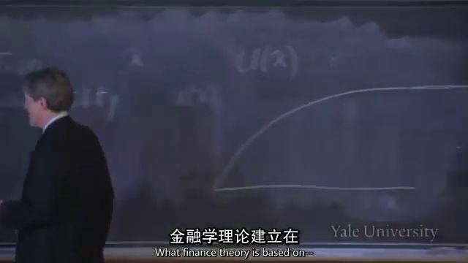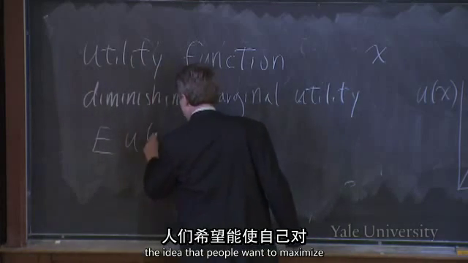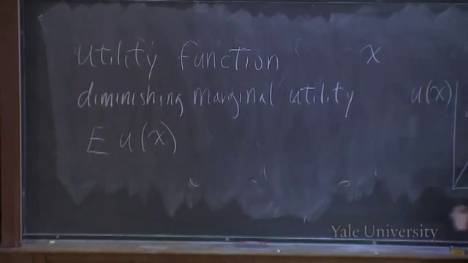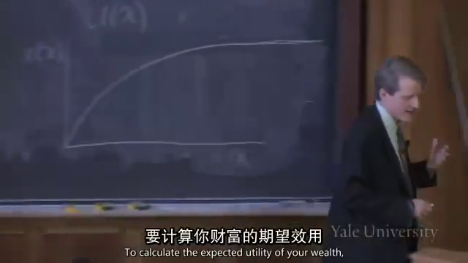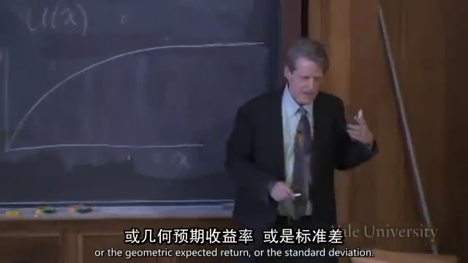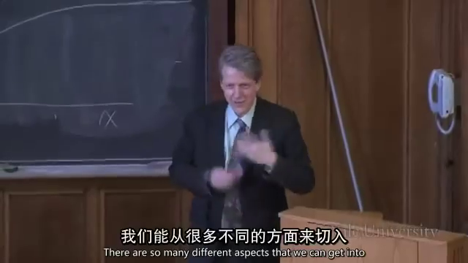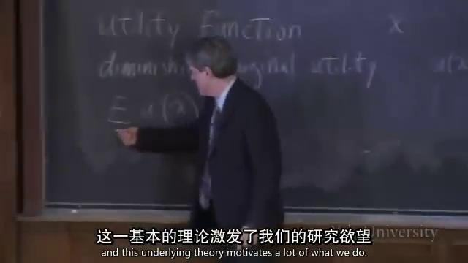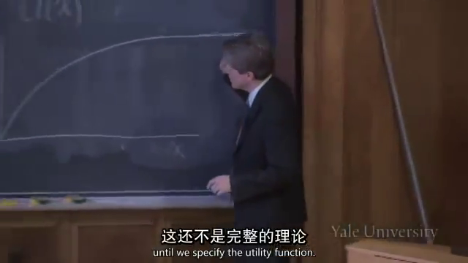So what finance theory is based on, and much of economics, is the idea that people want to maximize the expected utility of their wealth. Since this is a concave function, it's not just the expected value. To calculate the expected utility of your wealth, you might also have to look at the expected return, or the geometric expected return, or the standard deviation, or so many different aspects that we can get into. This underlying theory motivates a lot of what we do, but it's not a complete theory until we specify the utility function.